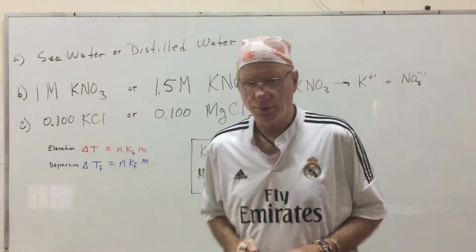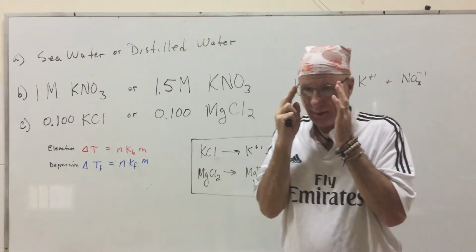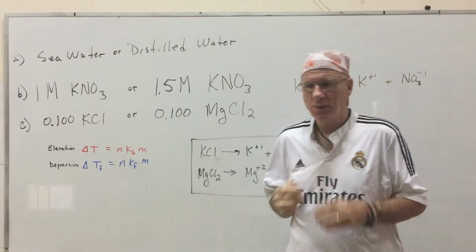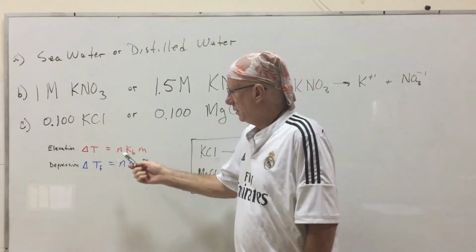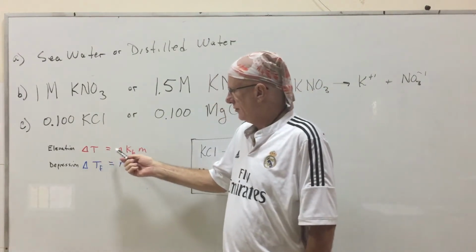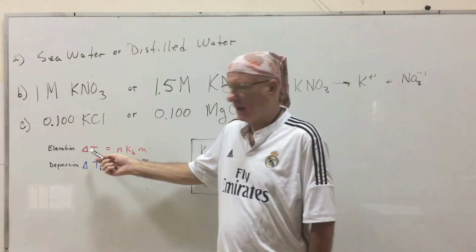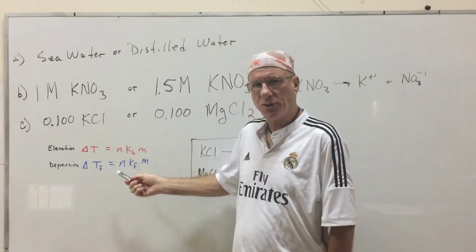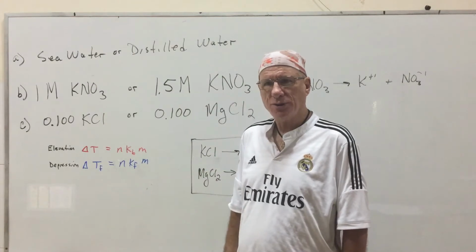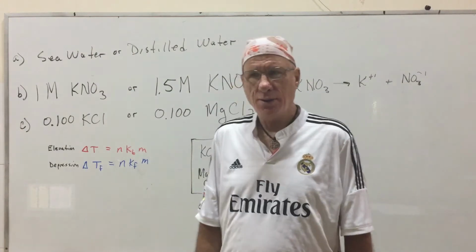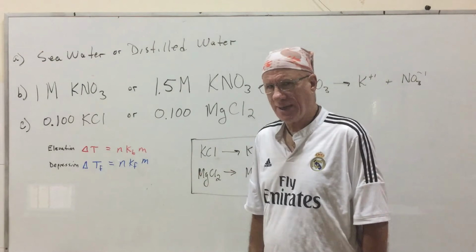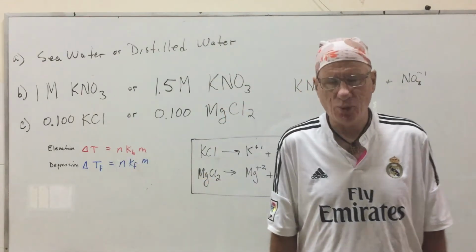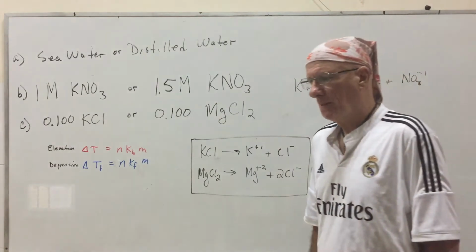Okay, this is number 57 in the back of chapter 16. Now, this is boiling point elevation, and this is freezing point depression. Those are the equations. The book doesn't necessarily put in N. I think N is very important, and I'm going to show you why.